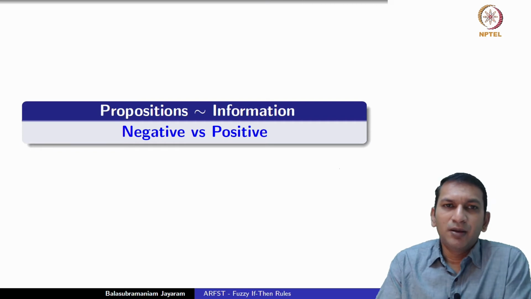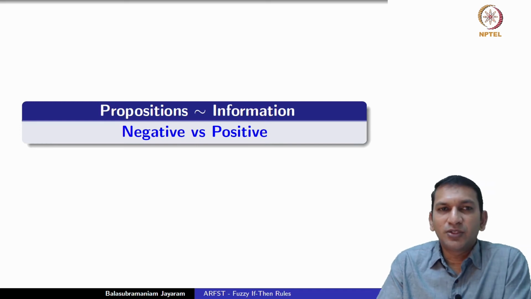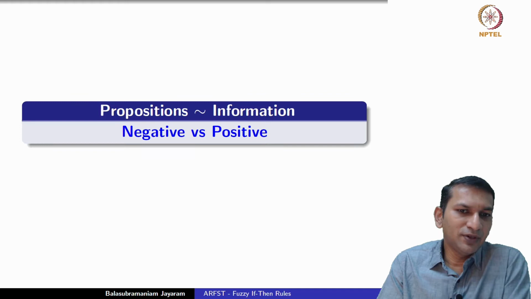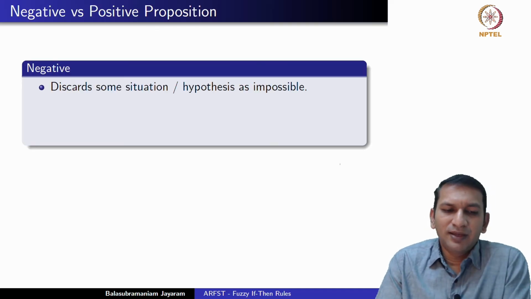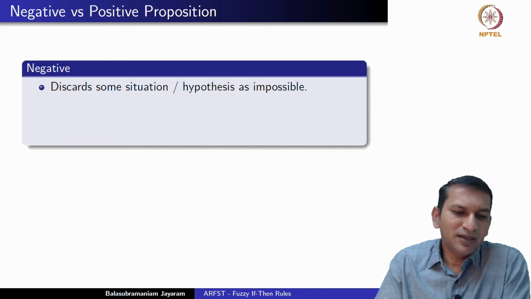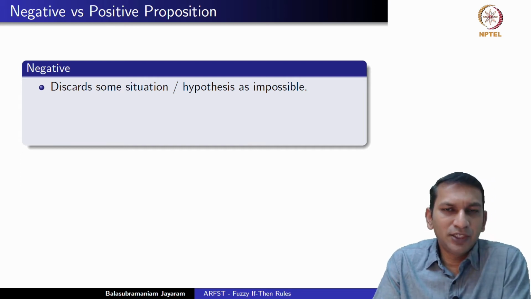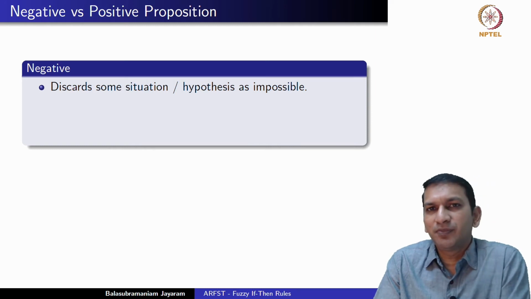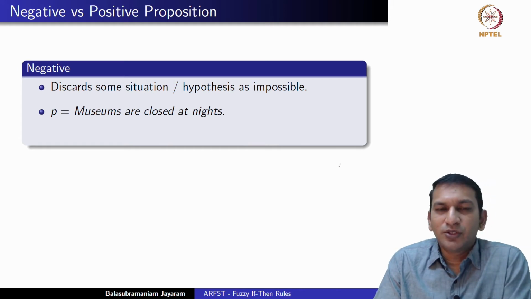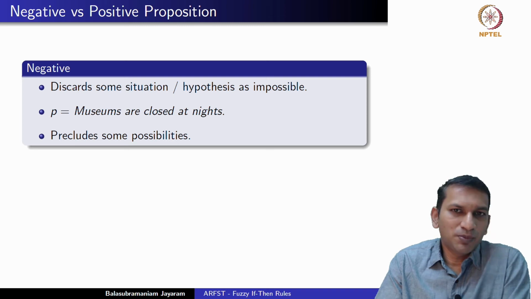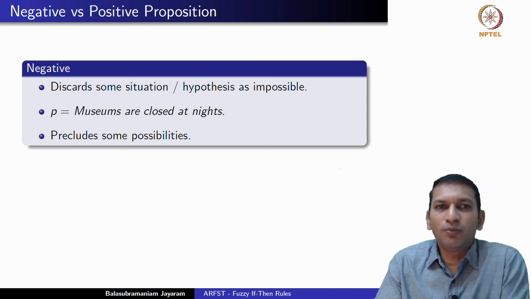Well, propositions also, as you know, they are assertions, so they also give information. So now this information can be either negative or positive. What do you mean by this? A negative piece of information is something that discards some situation or hypothesis as impossible. For instance, consider this proposition. Museums are closed at nights. So it clearly precludes some possibilities that museums are not open.